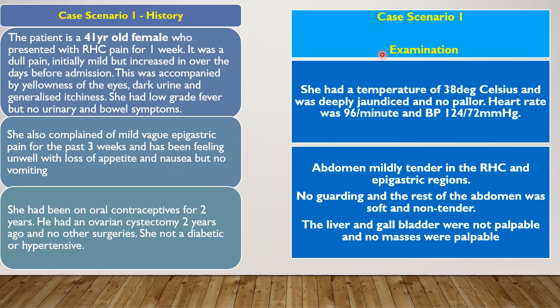On examination, she had a temperature of 38 degrees Celsius and was deeply jaundiced with no pallor. The heart rate was 96 per minute and the blood pressure 100/72 millimeters of mercury. The abdomen was mildly tender in the right hypochondrium and epigastric regions. No guarding, and the rest of the abdomen was soft and non-tender. The liver and gallbladder were not palpable and no masses were palpable.